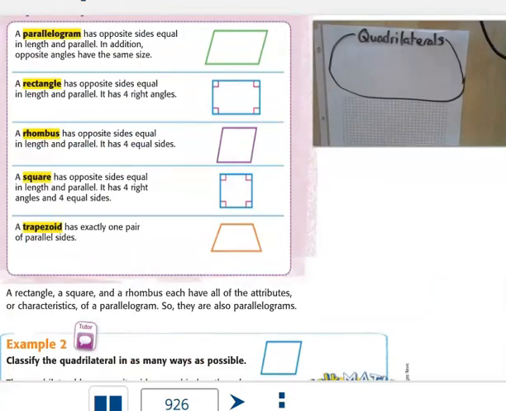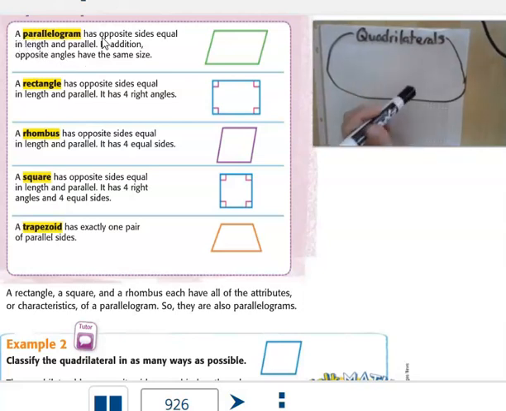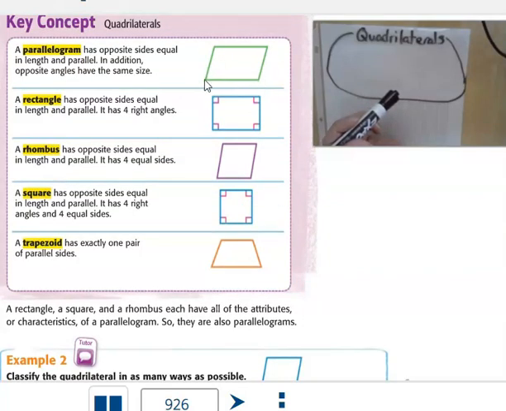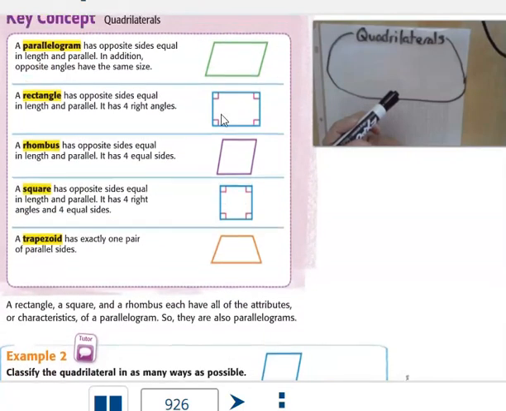On page 926 we get different types of quadrilaterals, and I'm going to try to make a sort of Venn diagram to show how they're related to each other as I go through the definitions. They're all quadrilaterals. A parallelogram has opposite sides equal in length and parallel. In addition, opposite angles have the same size. These 2 sides are parallel, and those 2 sides are parallel. And then the opposite angles, like this one and this one.